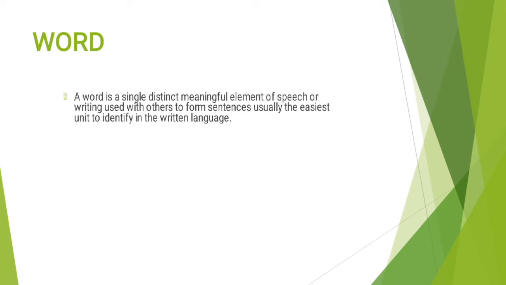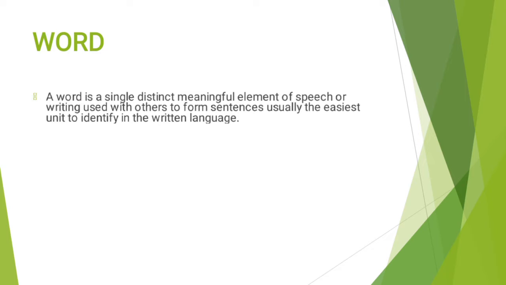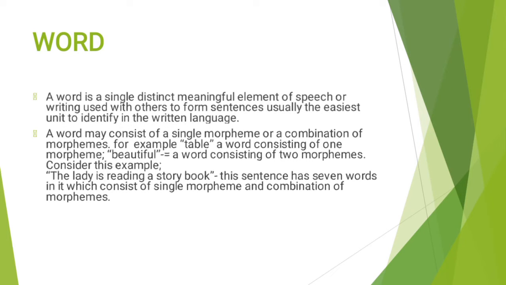So, what is a word? A word is a single, distinct, meaningful element of speech or writing used with others to form sentences, usually the easiest unit to identify in the written language. A word may consist of a single morpheme or a combination of morphemes. For example, table, a word consisting of one morpheme. Beautiful, a word consisting of two morphemes.